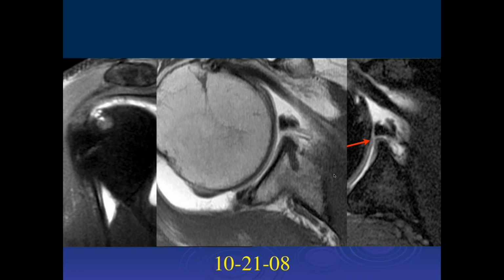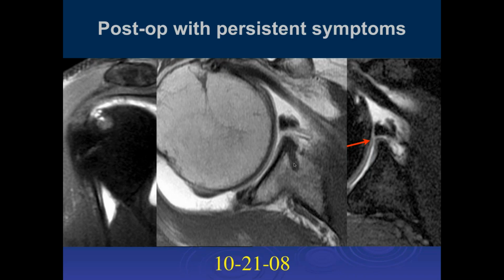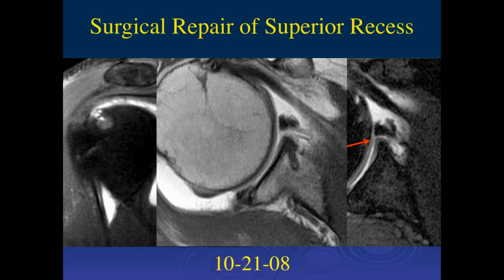So on the axial, I see the middle glenohumeral ligament just deep to the subscap, and then there's another structure anterior to it. Oh, so they must have had a repair, I guess? Okay, so they had a suture anchor repair. The patient continued to have symptoms that were unchanged after the repair, and this ended up being a surgical repair for a superior recess.